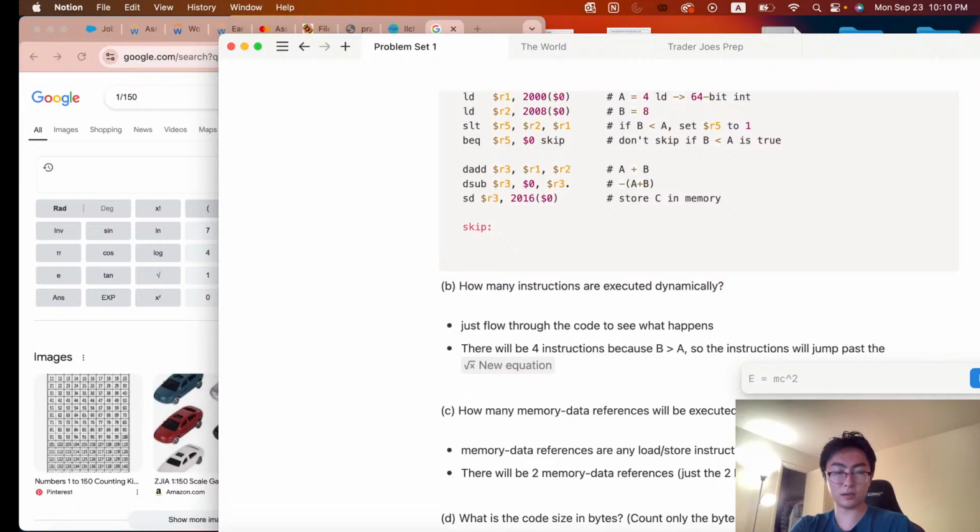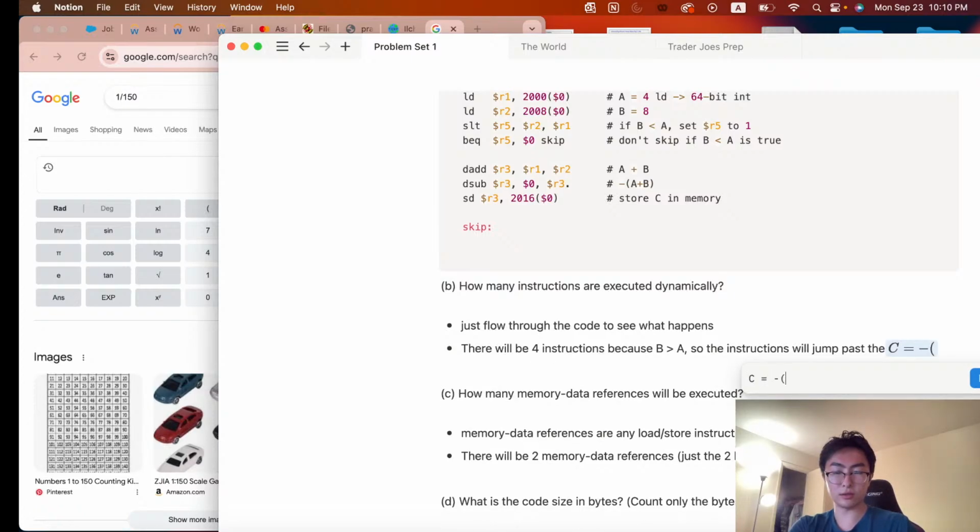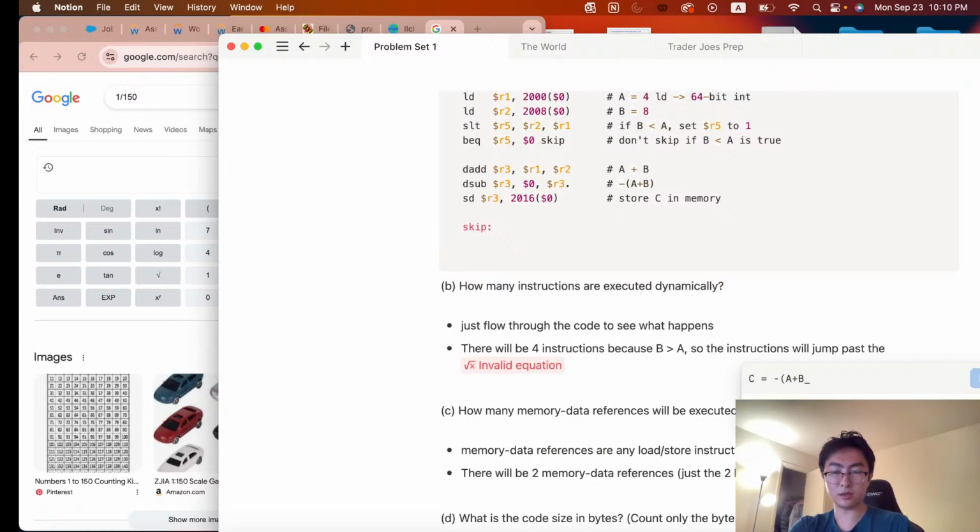The C is equal to negative A plus B section of the code. Okay.